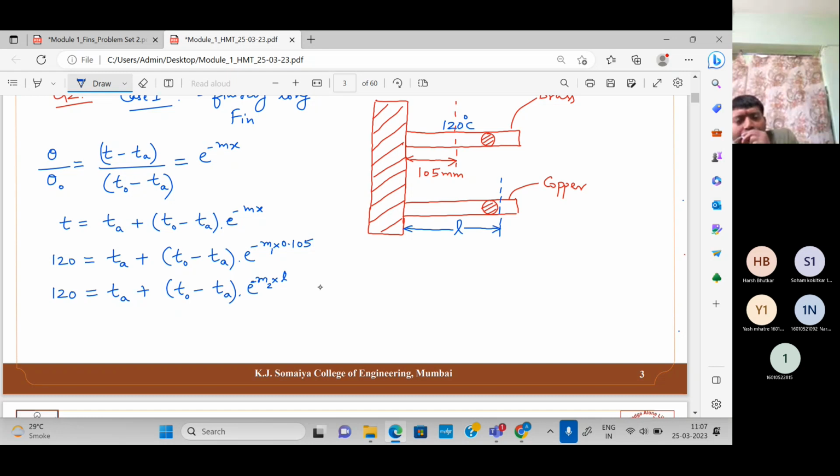So we have written this equation for this copper rod. Now you can see T naught and Ta are the same for both the rods.